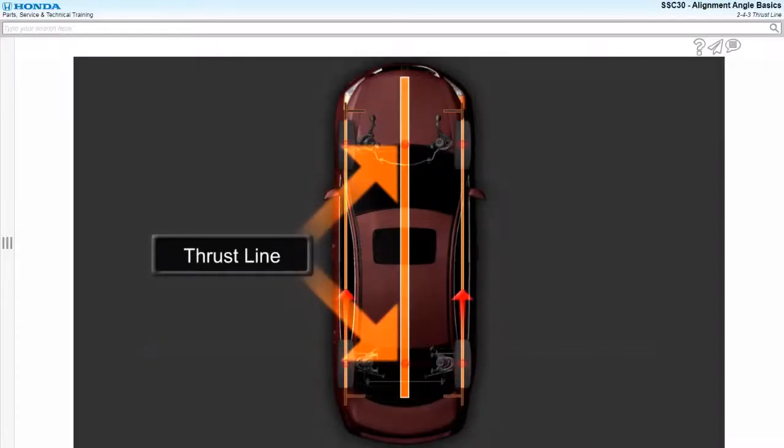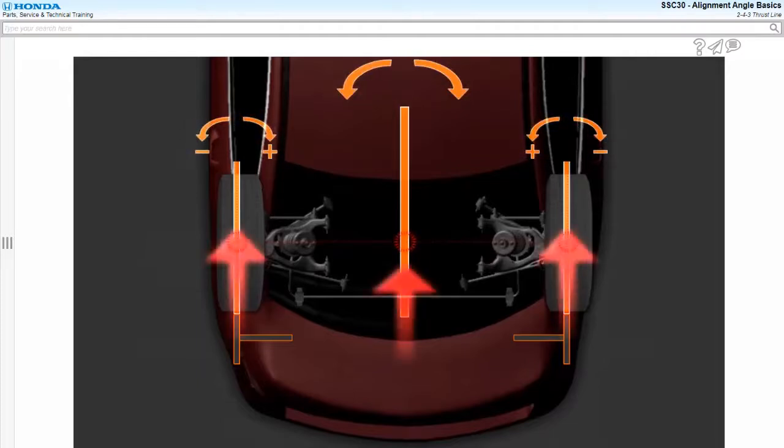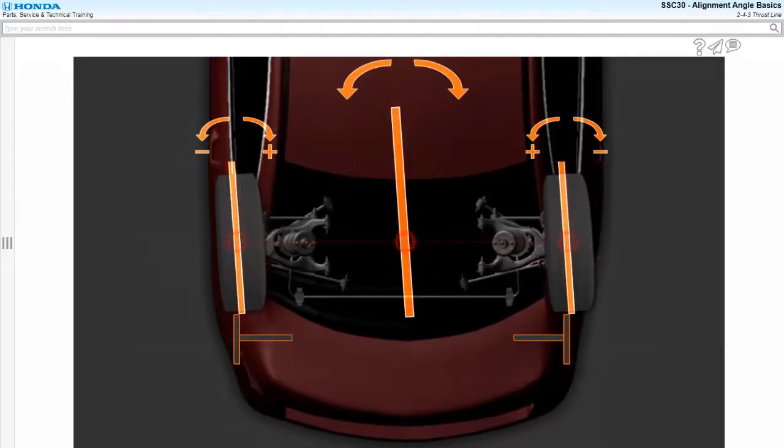The thrust line represents the average direction that the rear tires are pointing. You can see that if individual toe is zero on both sides, both rear tires are pointing straight ahead, which also points the thrust line straight ahead. When individual toe is equal for each rear tire, the thrust line will continue to point straight ahead. However, if individual toe differs from side to side, the thrust line will point to the average of those directions.